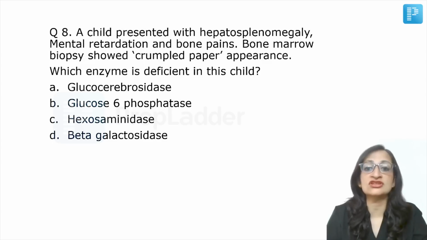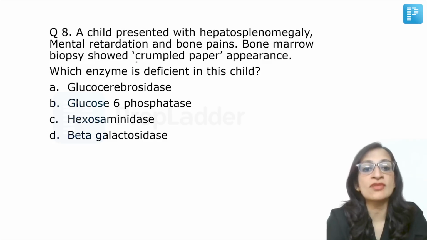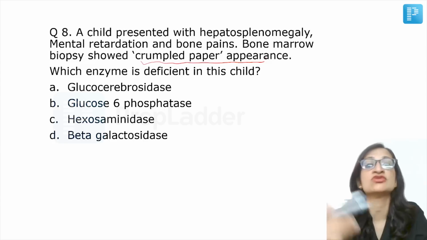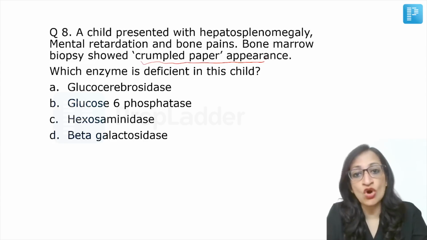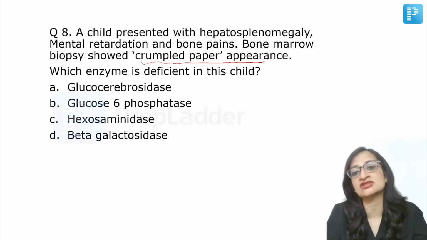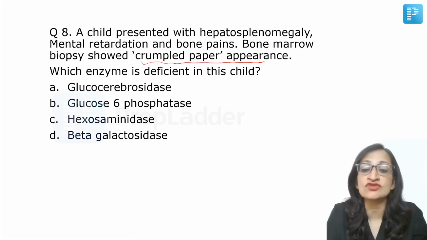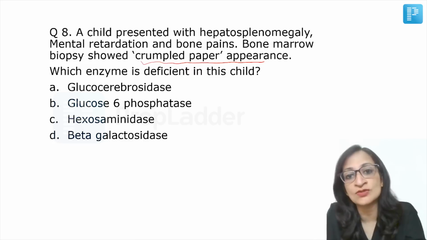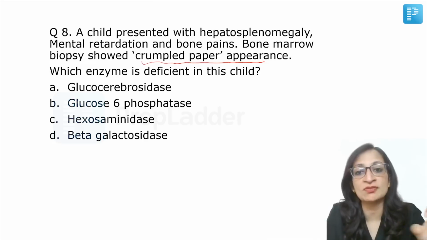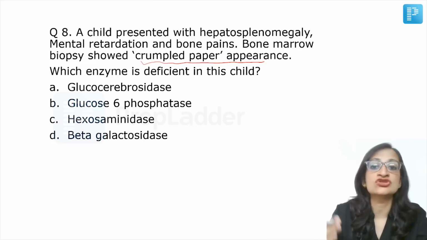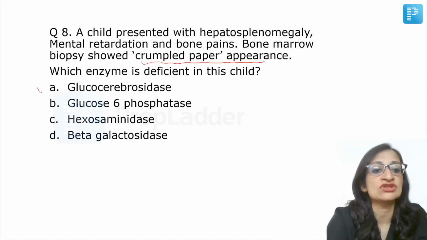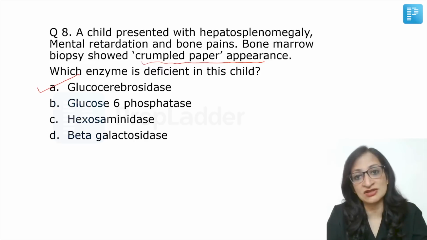Moving on to the next question, a child presented with hepatosplenomegaly, mental retardation and bone pains. Bone marrow biopsy showed crumpled paper appearance. Which enzyme is deficient? Now classically we all know, friends, so many times we've discussed that crumpled paper appearance is seen in the Gaucher cells. Because of the deposition of glucocerebroside in the cytoplasm, you can get this crumpled tissue paper appearance of the cytoplasm. So in Gaucher disease, the enzyme deficient we know is glucocerebrosidase. So that is the best answer here.